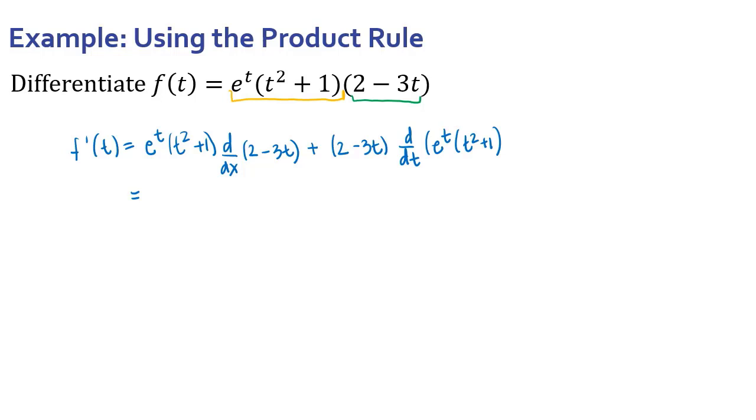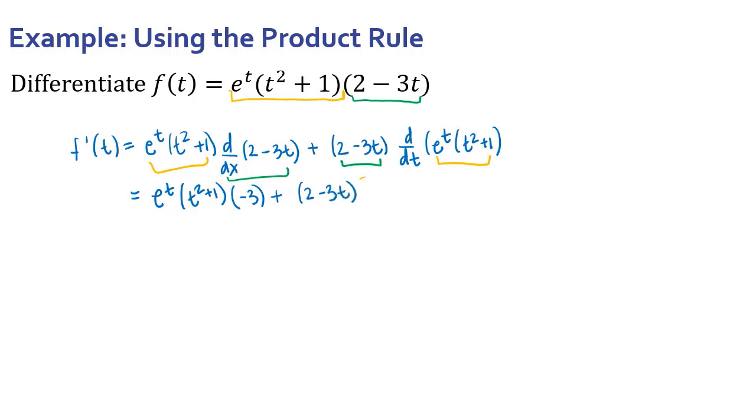Okay, so let's go through and do this first part. Again, you can see here, this is our second function, and this whole thing here is our first function. First function, second function. So on the left, I'm going to have e to the t times t squared plus 1. When I find the derivative of this, the derivative of 2 is 0, and the derivative of negative 3t is just negative 3. Plus, over here I have 2 minus 3t.